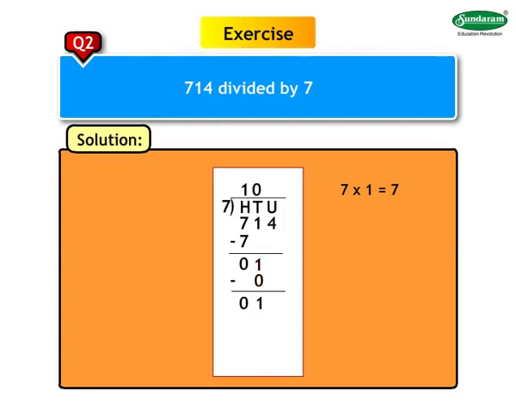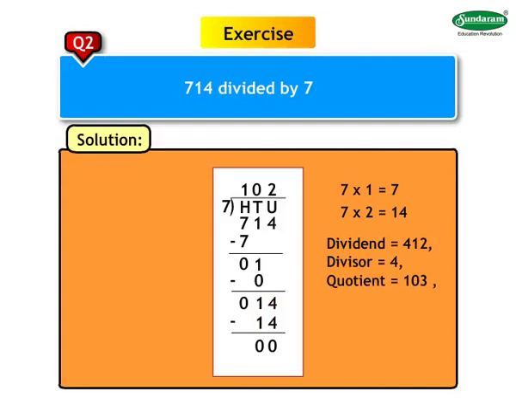Now, bring down 4 from the units place of our dividend and write it in front of 1. Thus now, we have to divide 14 by 7. As 7 twos are 14, we will write 2 in the units place of the quotient and 14 below 14. After subtracting 14 from 14, we get our remainder as 0. Hence, the quotient is 102 and the remainder is 0. Thus, the dividend is 714, divisor is 7, quotient is 102 and the remainder is 0.